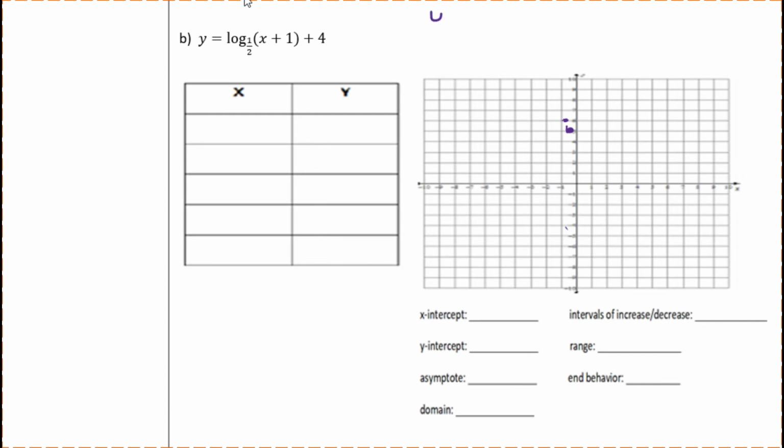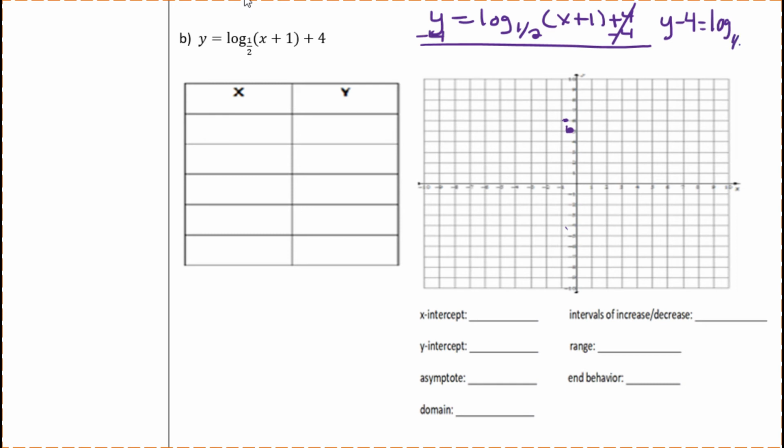Okay, so I'm going to rewrite the function over here so that I can show you the process. So what I'm going to do is I'm going to subtract the 4 on both sides to get rid of it. So now I'm left with y minus 4 equals log base 1/2 of x plus 1. Now to get rid of the 1/2, I need to raise both sides to the 1/2 power. And that will get rid of that. So now I have 1/2 to the y minus 4th power equals x plus 1.